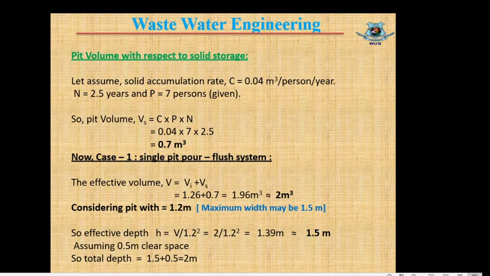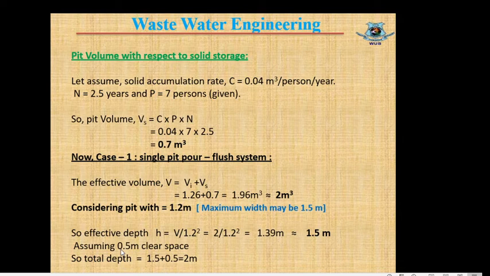Now we need to add a clear space or free space with this depth, and design consideration says that the clear depth will be 0.5 meter, and adding this 0.5 meter with this depth, we will get total depth equal to 2 meter. This design is for a single pit. That means if we use a single pit, our volume will be 2 meter cube, depth will be 2 meter, and width will be 1.2 meter.